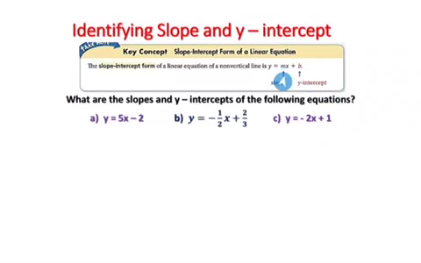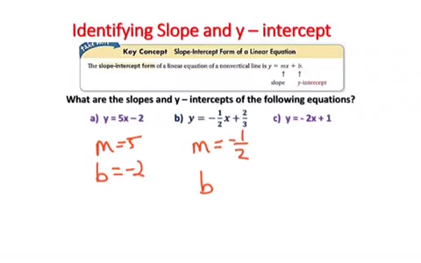So the key concept is the number attached to the x is our slope, and the other number is the y-intercept. So in the first problem, our slope attached to the x is 5. The y-intercept is the other number, which is -2. In the next example, our slope attached to the x is -1/2. Our y-intercept is the other number, 2/3. The last example, the slope attached to the x is -2, and the other number is 1.